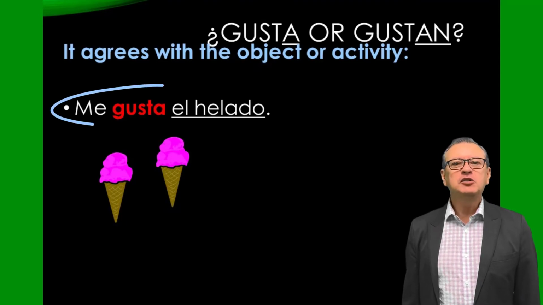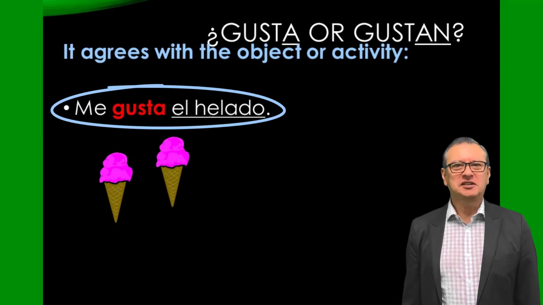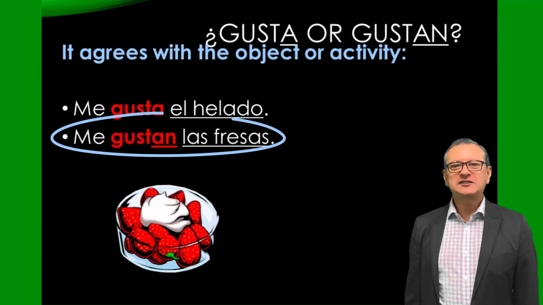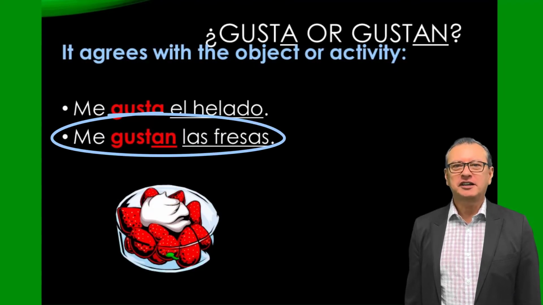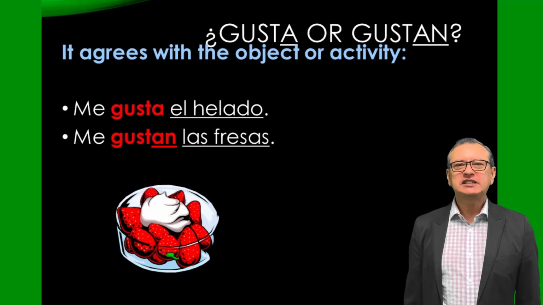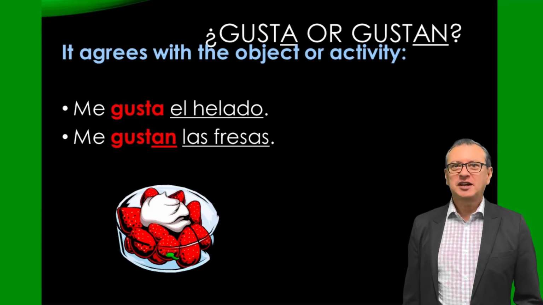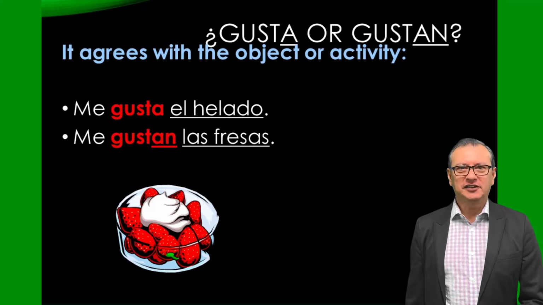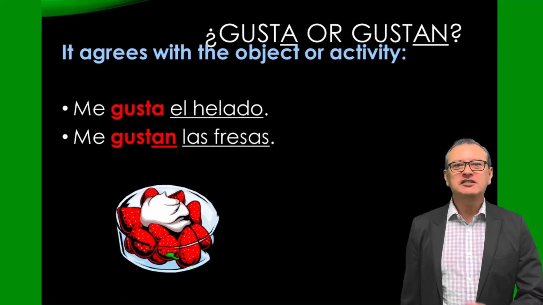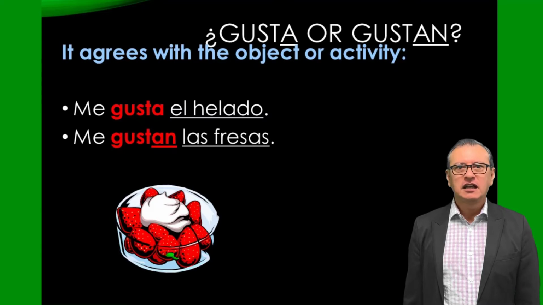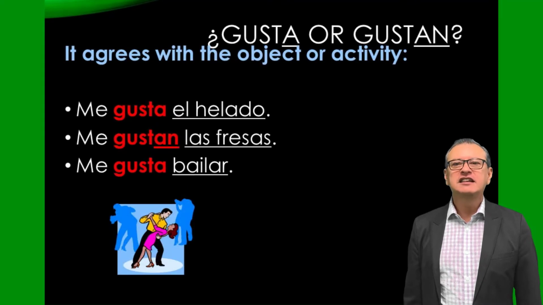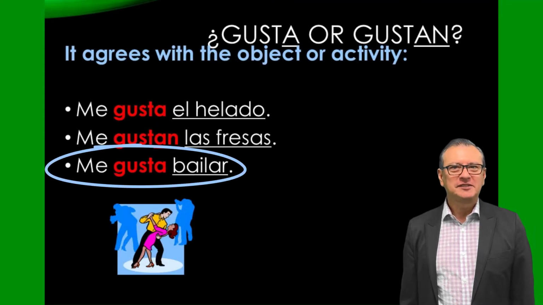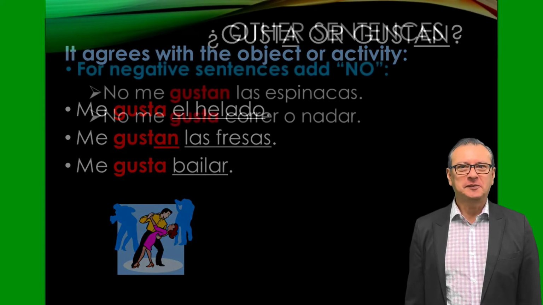Example, me gusta el helado. I like ice cream. Me gustan las fresas. I like strawberries. What's the difference between these two sentences? That's right. The first one is a singular object, el helado. In the second one, gustan because it's las fresas. If you have a verb, like to dance, me gusta bailar. You leave the verb in the infinitive form.